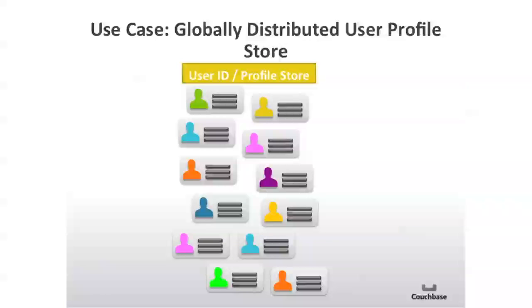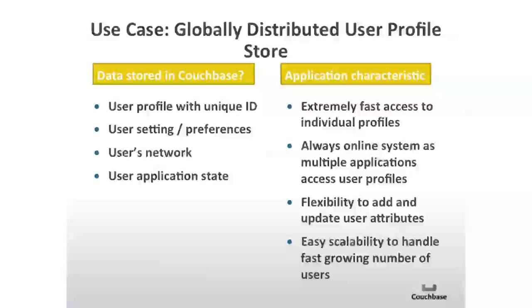Here, I'll just quickly go through. The use case here was a globally distributed user profile store. Some of the data stored in Couchbase is the user profile information with a unique ID, all the information about the user, such as settings, preferences, his networks, his application state. All this information is stored in Couchbase. The requirements were extremely fast access of the individual profile, an always-on system, again no downtime, and flexibility to add and update user attributes.